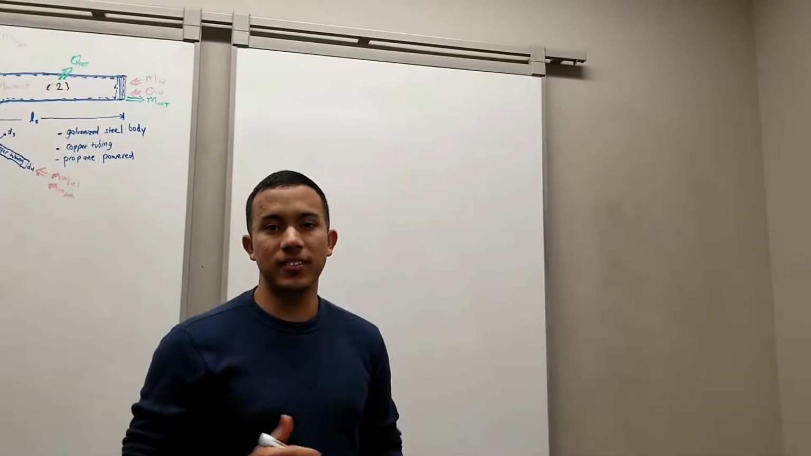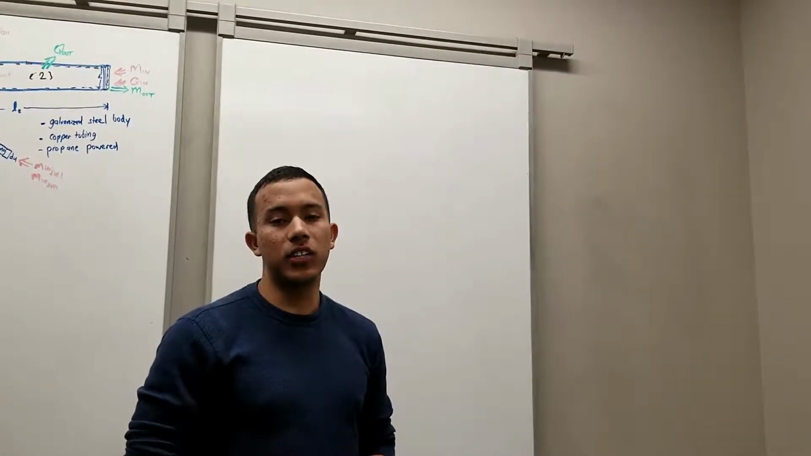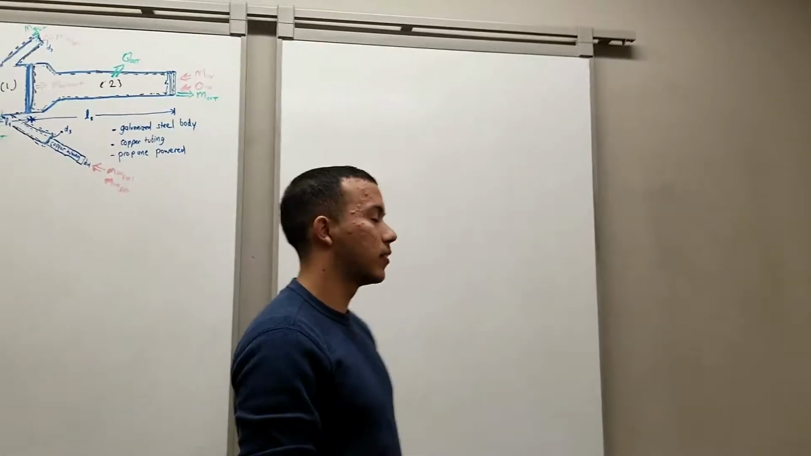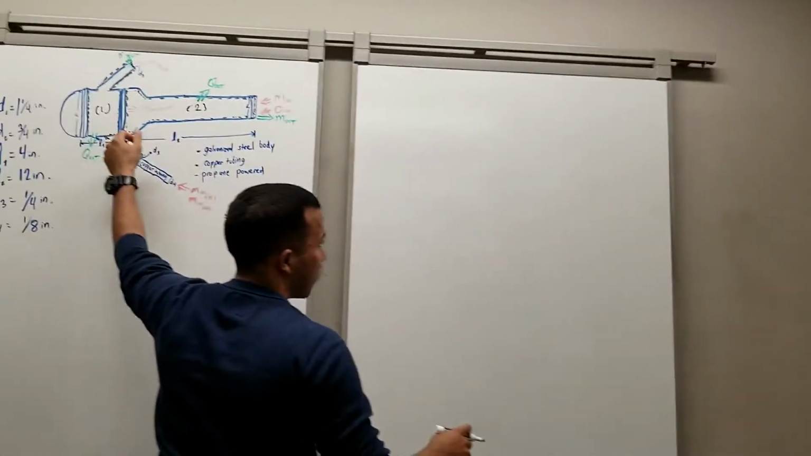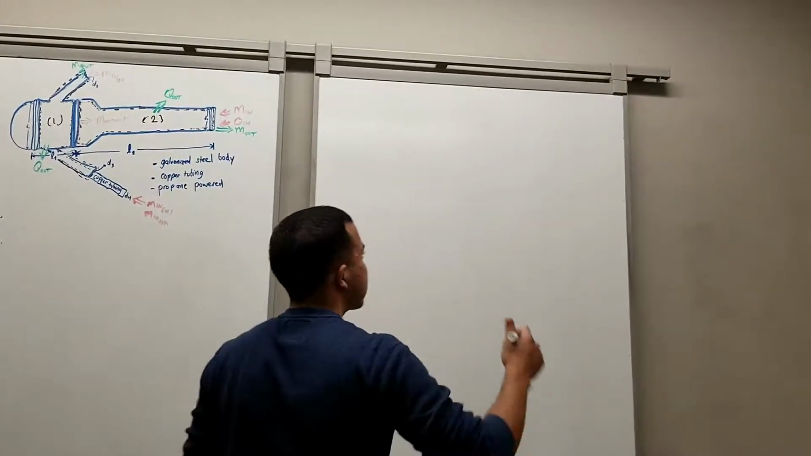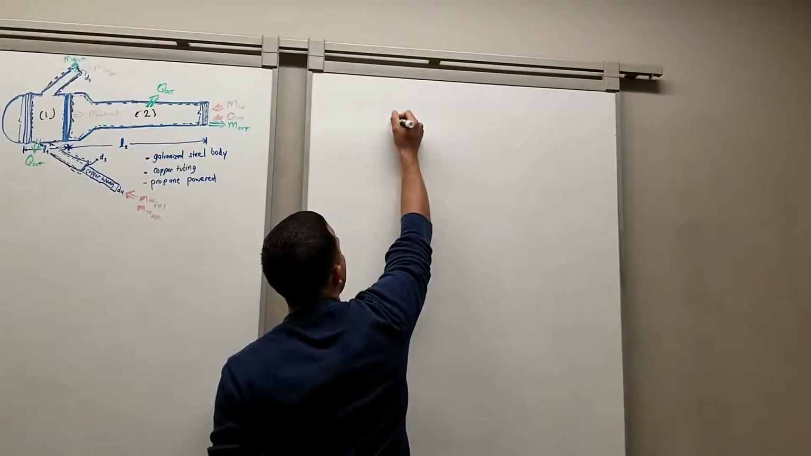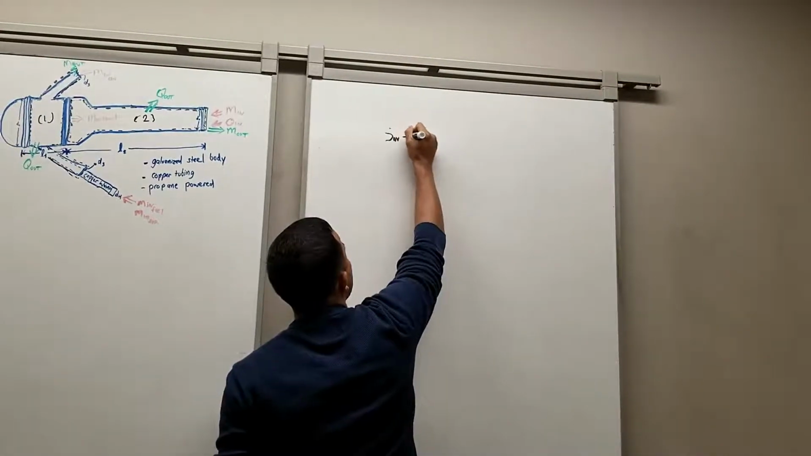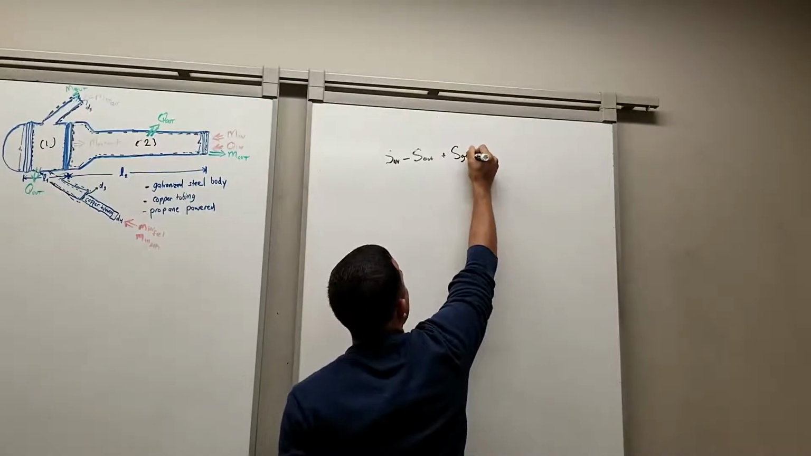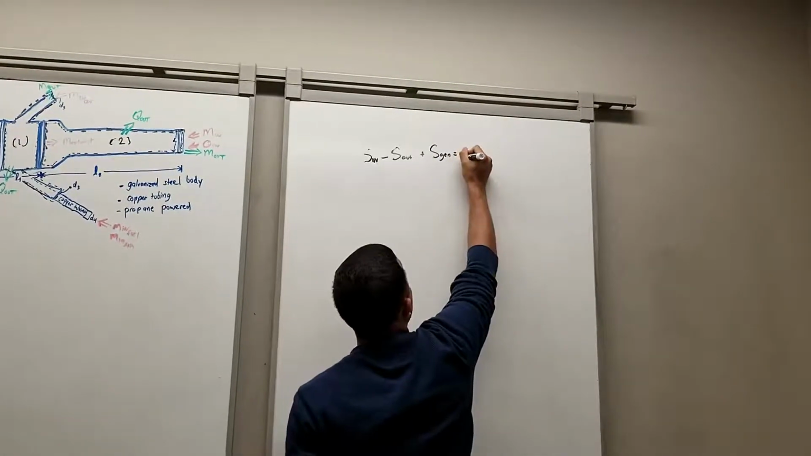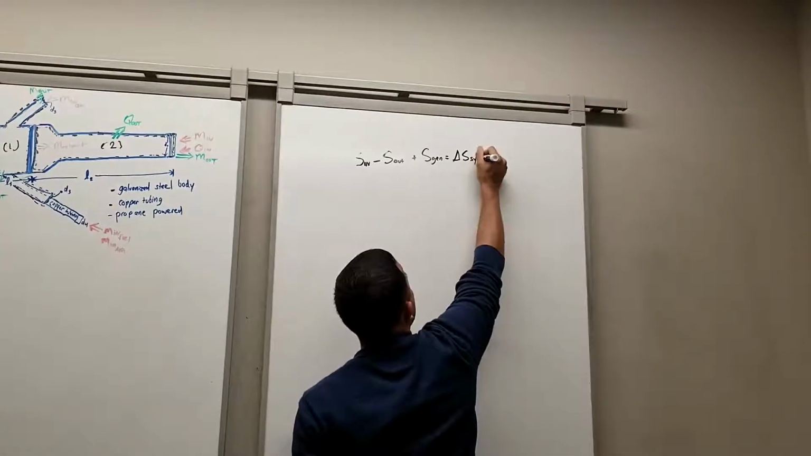So I'm Javier Gomez, and today I'll be working on the entropy balance for our PulseJet engine. So we're going to be focusing on the first system, which is the combustion chamber. So we'll start our entropy balance. S in minus S out, plus S generated is equal to the change in entropy of the system, right?